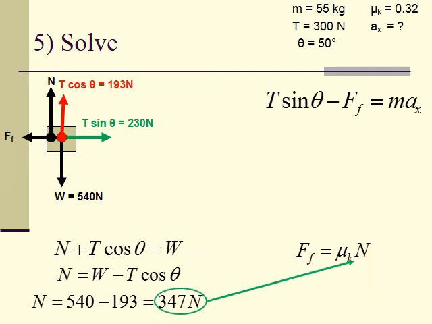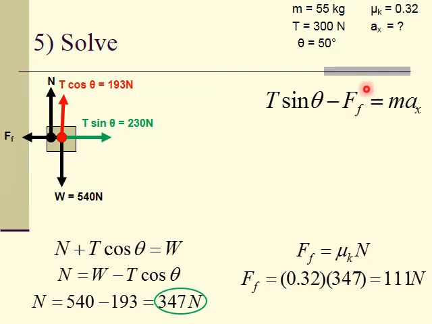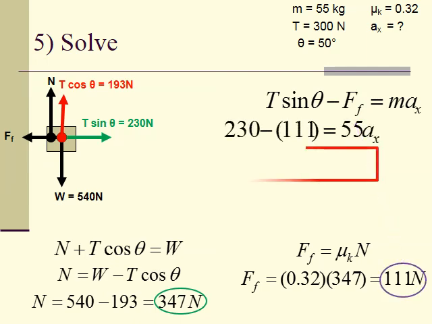So I'm going to get rid of this old statement, and I'm going to replace it with the correct normal force. And I find that the force of friction now is 111. Now that I know the force of friction, I can plug that into my equation before, and I can go ahead and finish my problem, and I get an acceleration of 2.46.